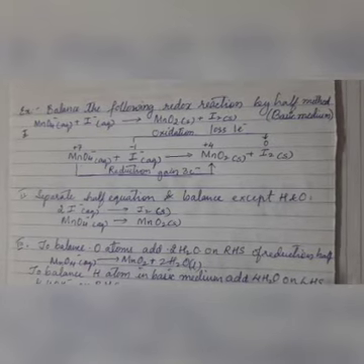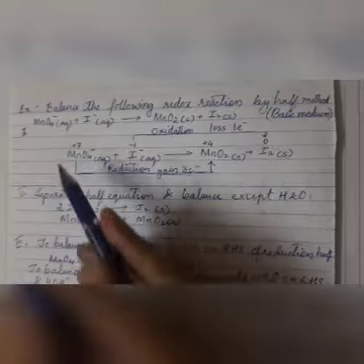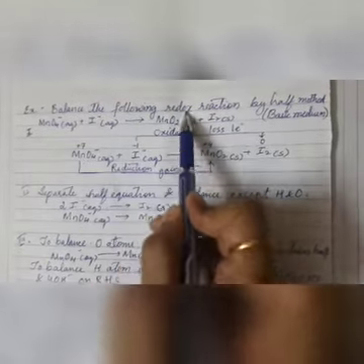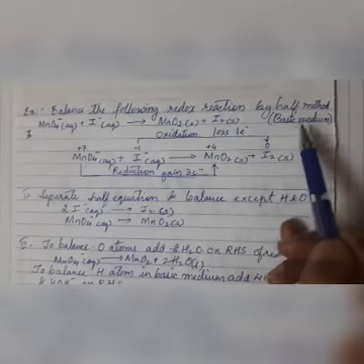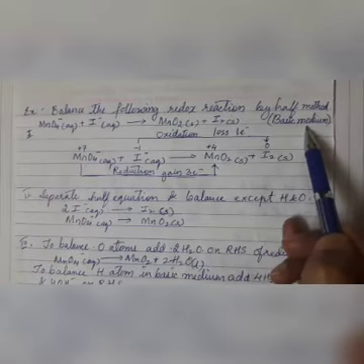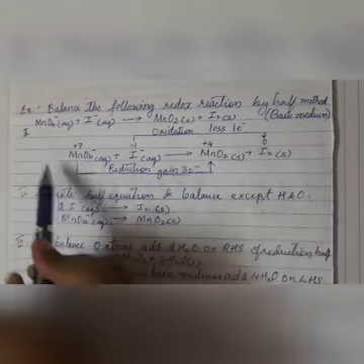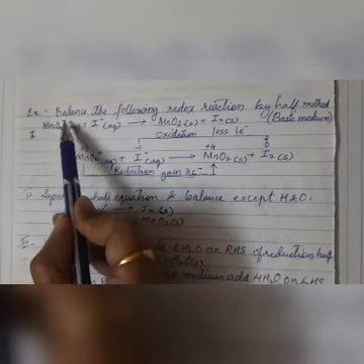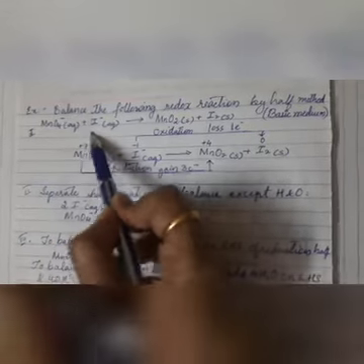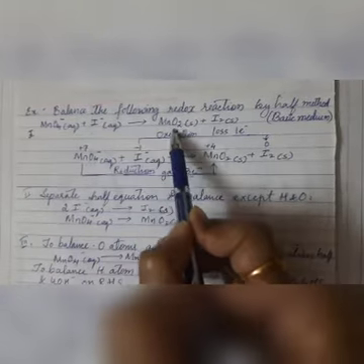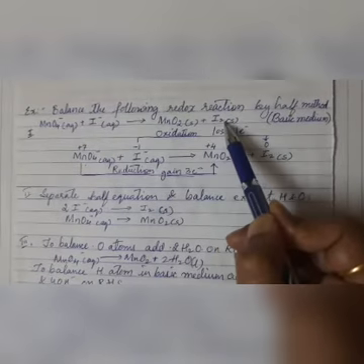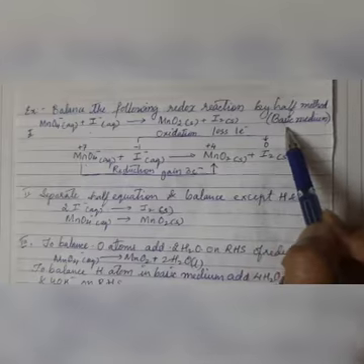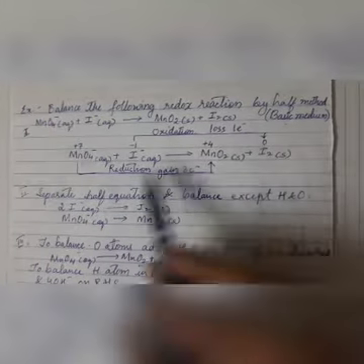Now let us take one more such example for the half reaction method. Balance the following redox reaction by half reaction method. It is given in the basic medium. Now the given equation is what? It is MnO4- aqueous plus I- aqueous will give MnO2 solid plus I2 solid. So this is in which medium? It is basic medium. So the medium is very important.